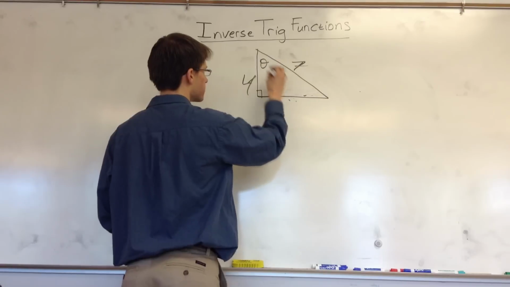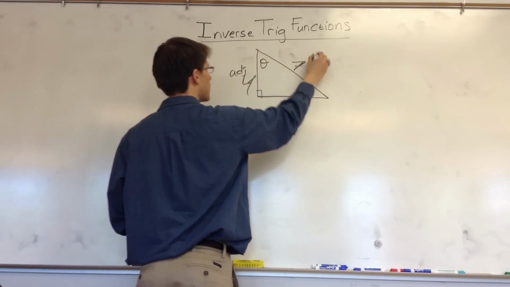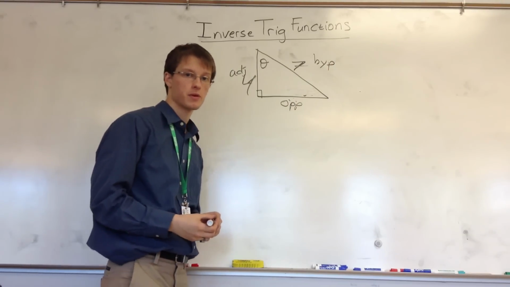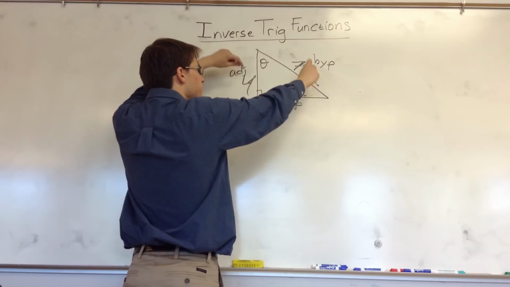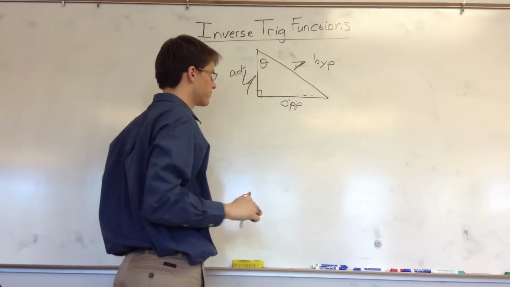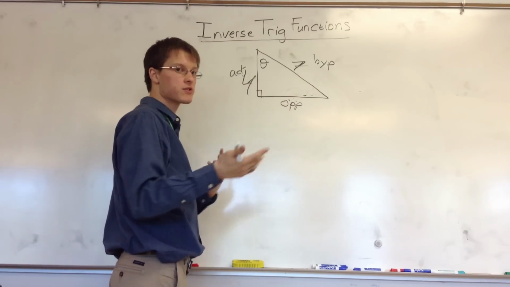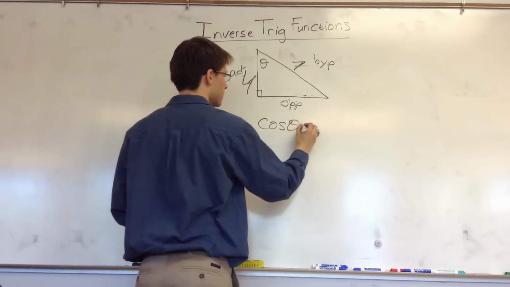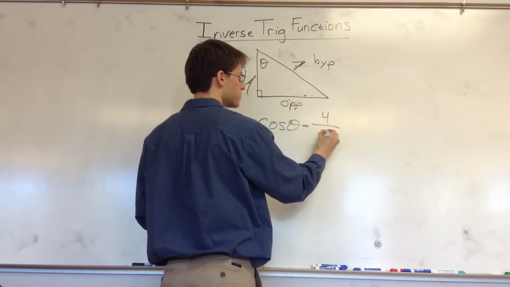Step 1, label sides. Opposite, adjacent, hypotenuse. Step 2, identify which function you want to use. Well, we want to include 2 sides and 1 angle. These 2 sides are given to us. This is the angle we want to find. So we're going to use adjacent and hypotenuse. Cosine relates adjacent to hypotenuse. So we're going to write down cosine of theta is equal to the adjacent, which is 4, divided by the hypotenuse, which is 7.